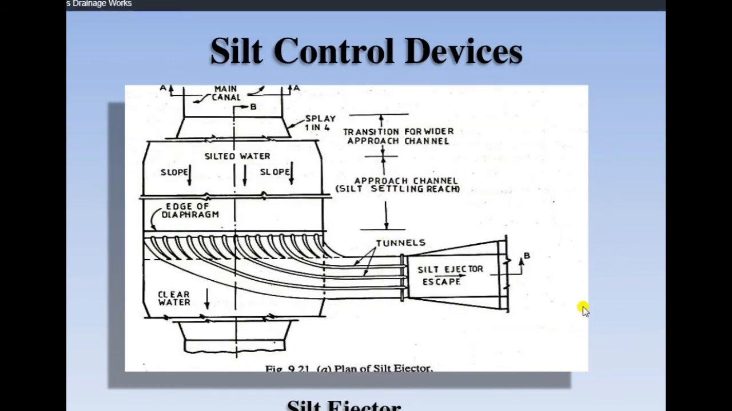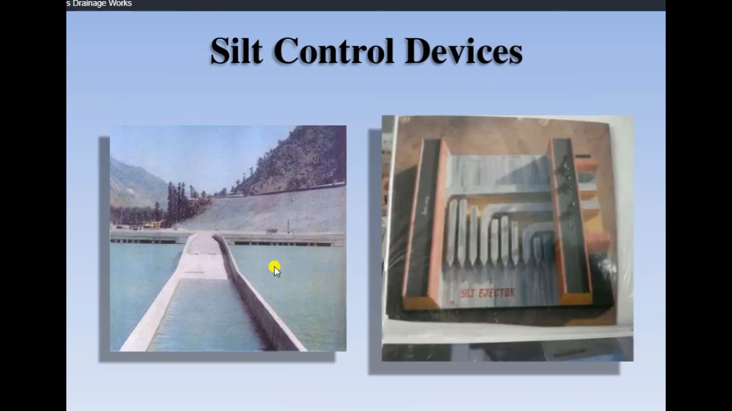Now this is the silt ejector. This is the silted water, and this is the silt ejector. When the water flows through it, silt is trapped by the walls, and water also flows through them. So some of the silt is disposed of from the main system, and the other water passes through.